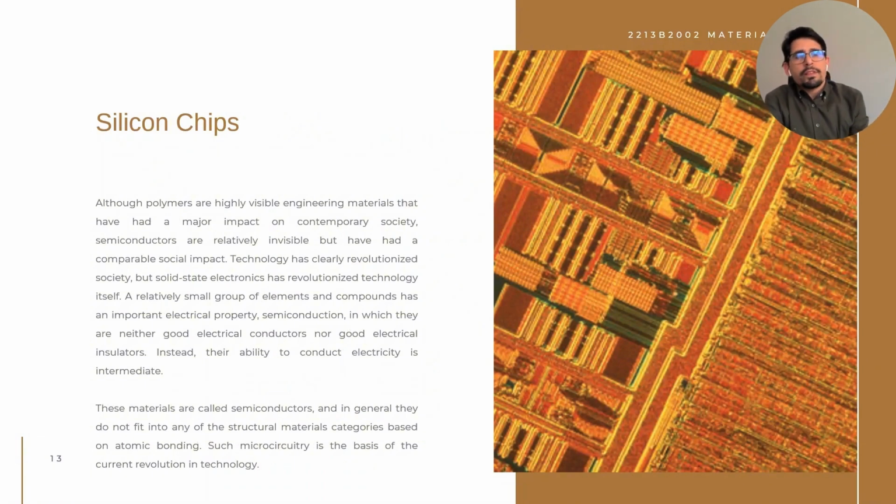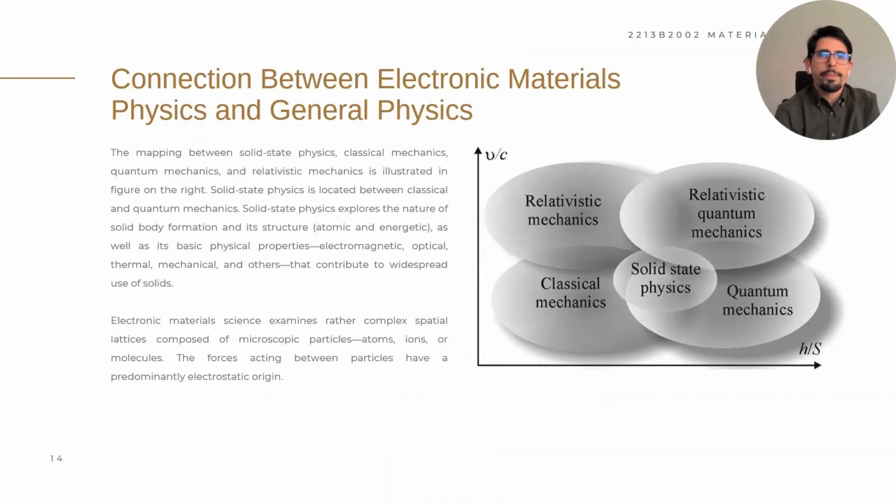Semiconductors are the foundation of modern electronics. Unlike conductors and insulators, semiconductors have an intermediate electrical conductivity that can be controlled through doping. Silicon is the most commonly used semiconductor material, enabling the development of transistors, microchips, and integrated circuits. The ability to manipulate silicon at the atomic level has led to rapid advancements in computing, communication, and sensor technology.